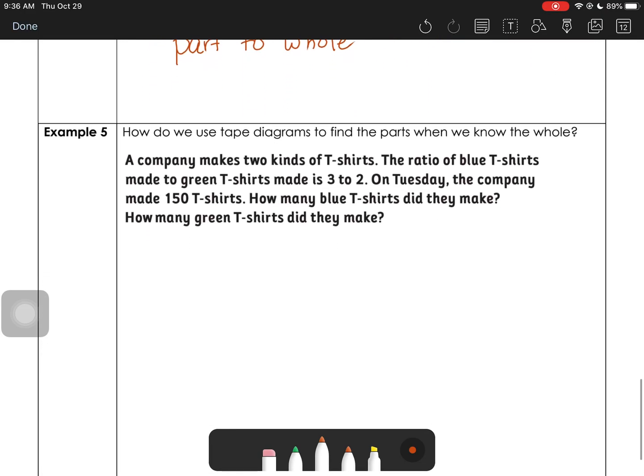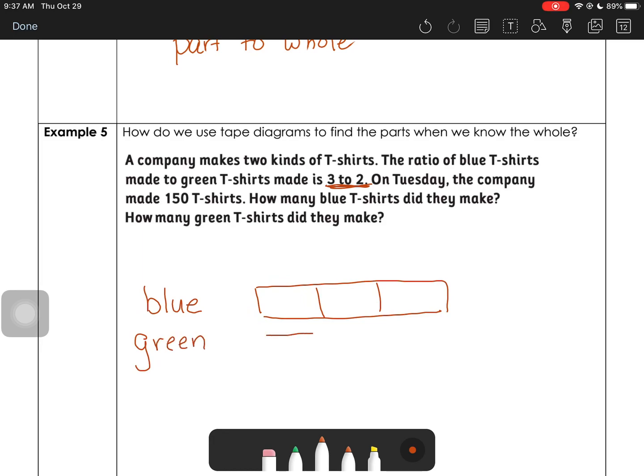In our last example, a company makes 2 kinds of t-shirts. We have blue t-shirts and green t-shirts, which is 3 to 2. So the blue t-shirts have 3 of the sections, and the green t-shirts have 2 of the sections, and it says the company made 150 total shirts. So this is going to be part to whole.